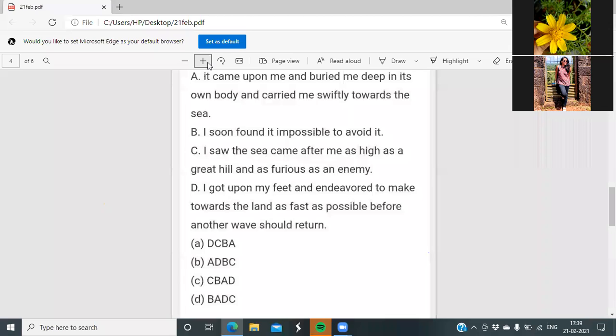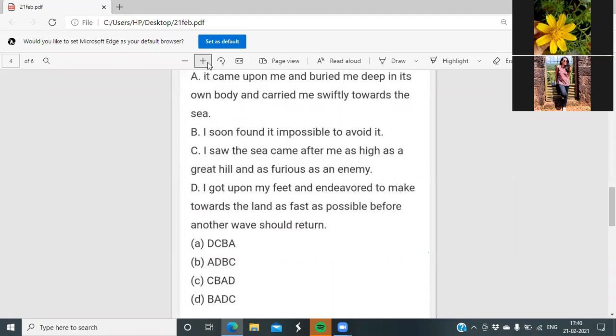So it came upon me and buried me deep in its own body and carried me swiftly towards the sea. So the author is mentioning that he got stuck in the sea waves. Now, I soon found it impossible to avoid it. So a wave is nearing him and he's finding it difficult to quickly get rid of that wave to save himself. The option C says, I saw the sea came after me as high as a great hill and as furious as an enemy. Definitely the wave will be really huge and it will be approaching him.